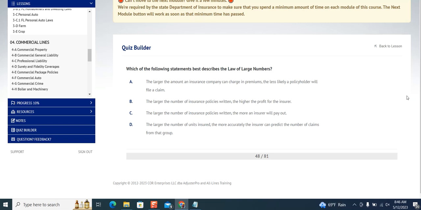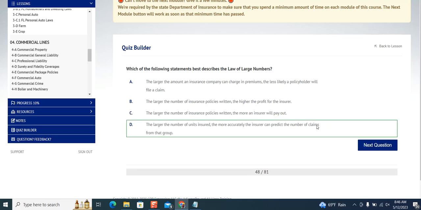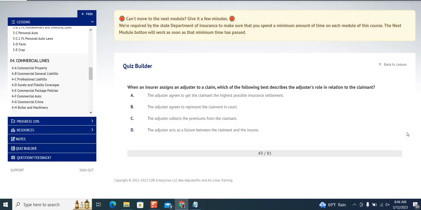Which of the following statements best describes the law of large numbers? I have no idea. When you start to read the answers, sometimes you kind of get an idea of what it possibly could mean. The larger the amount an insurance company can pay in premiums, the less likely a policyholder will find out. It's not right. The larger the number of insurance policies written, no, it's not right. The larger the number of units insured, the more accurately the insurer can predict the number of claims from that group. Gonna bust that D down right there.